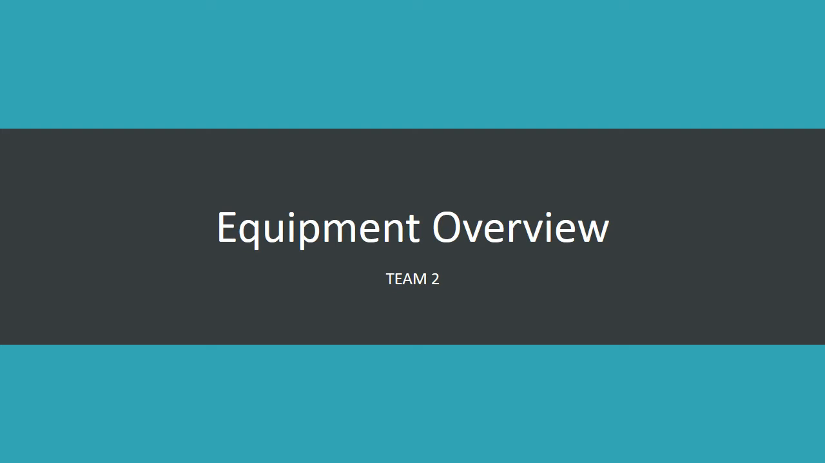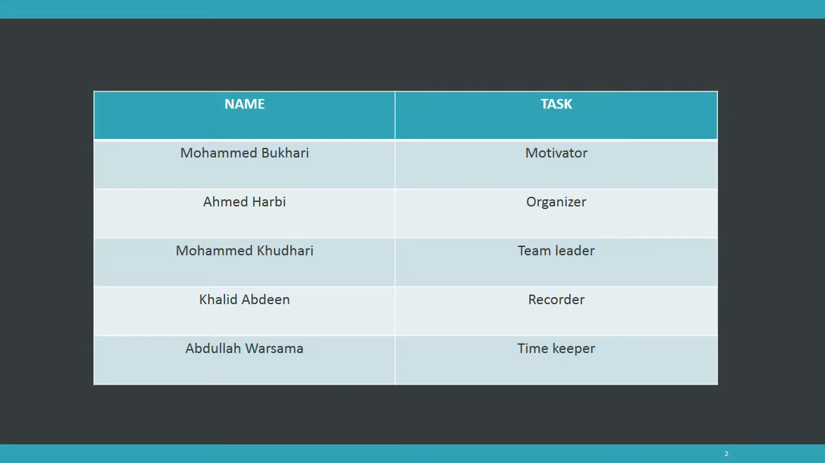This is Team 2, and today we're gonna represent the equipment overview topic. Okay, let's start with introducing the team. This is Abdullah Warsama speaking to you. Mohammed Bukhari is the motivator, Ahmed Harbi, organizer, Mohammed Khudri is the team leader, and Khalid Abdin as a recorder.